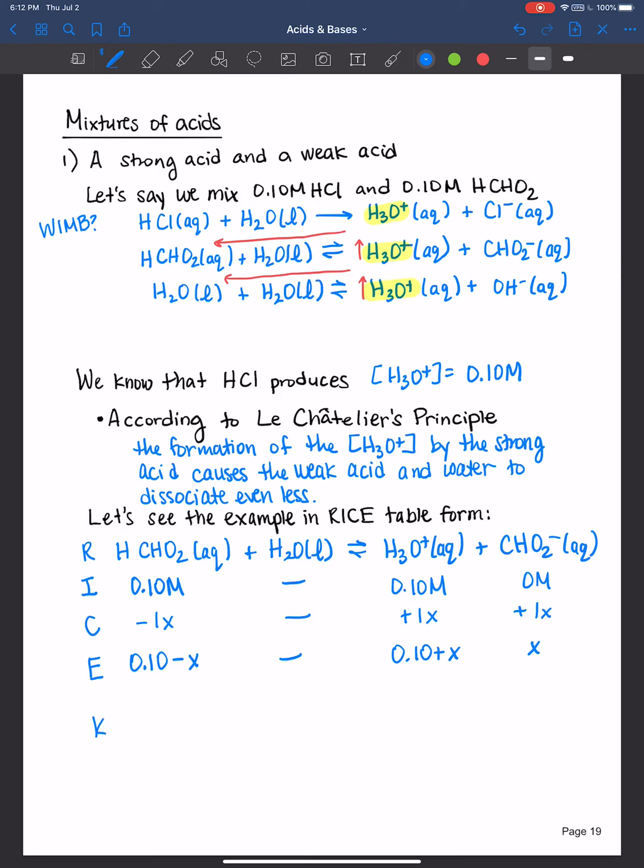So we want to solve for x because eventually we would like to see what the hydronium ion concentration is at equilibrium. And so remember, we're going to use the equilibrium constant expression, products over reactants. So we have the hydronium ion concentration times the formate concentration, over the concentration of our weak acid, formic acid. And we plug in the equilibrium algebra equations.